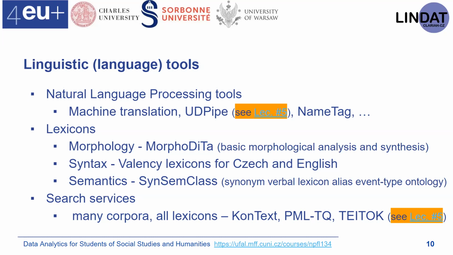For lexicons, we have a collection of data, but to search them, we need some tools for searching. So, for example, for morphological analysis, there is a tool called MorphoDiTa that does both morphological analysis and synthesis. For syntax, you can find in the Lindat repository valency lexicons for both Czech and English. And going up one more layer in language description, to semantics, you can discover lexicons of verb classes. In other words, it is a synonym verb lexicon, where the data are represented in the form of an event type ontology.